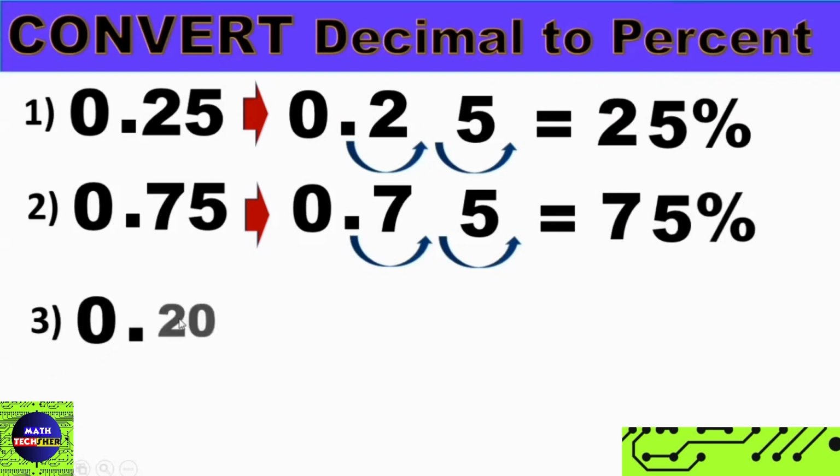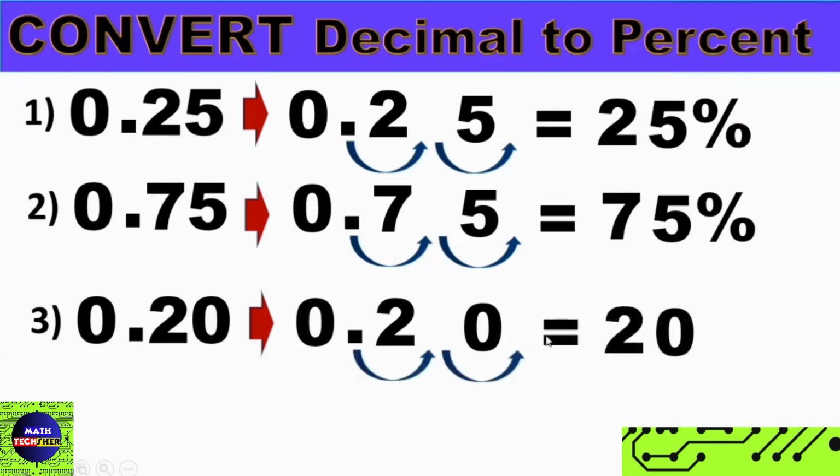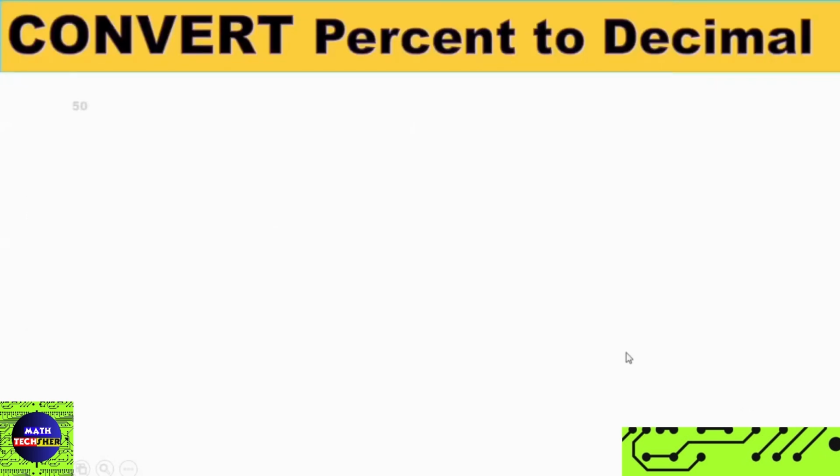Next, number 3, 0.20. Okay, move the decimal point going to the right direction. So we have 1, 2 decimal places. Then now we have 20. And add percent, we have 20%. So that is how to convert decimal to percent.